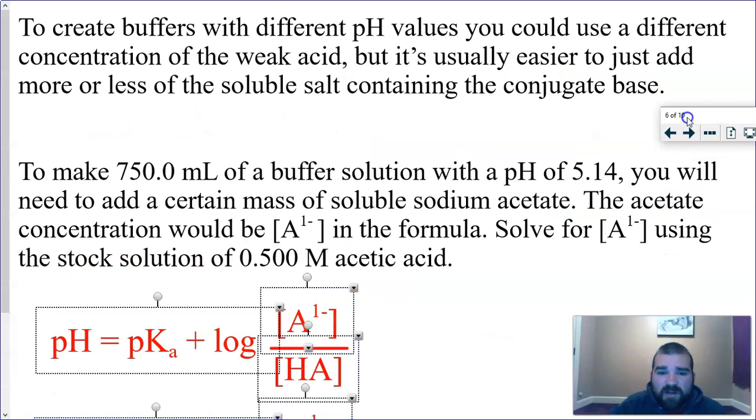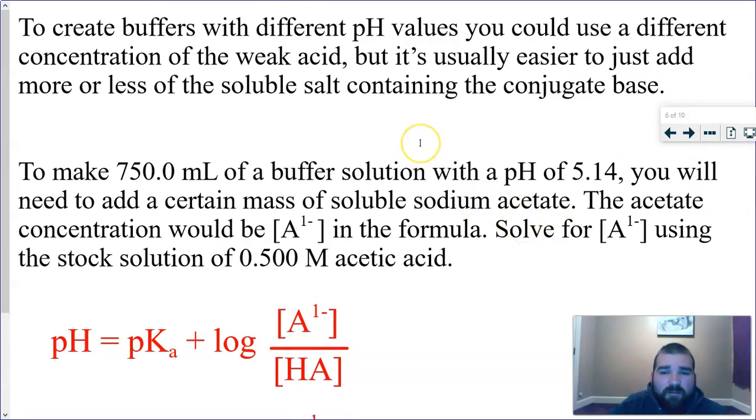So let's change it up a smidge. To create buffers with different pH values, you could use a different concentration of weak acid. This is talking about a laboratory setting. If you're actually in a lab, what you typically do to make a buffer is take a solution of weak acid, whatever molarity you want or have, and then add solid salt, scoops of solid salt, into your weak acid. That salt needs to contain your conjugate base, but you add salt until you achieve the desired pH.